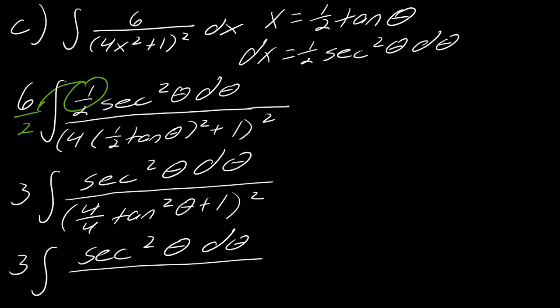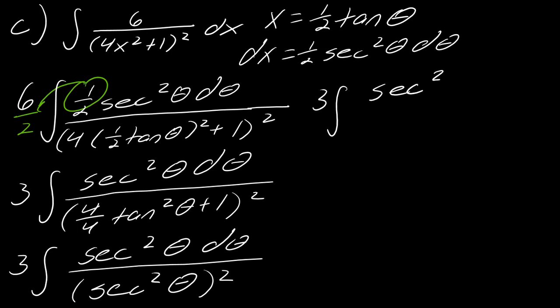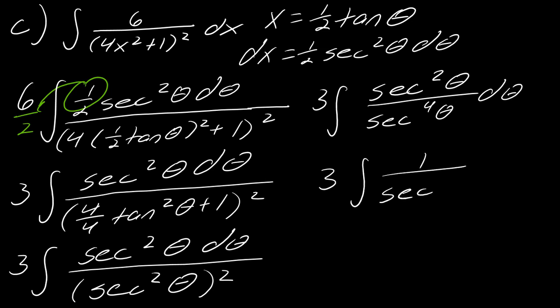So this tangent squared theta plus 1 is just going to equal secant squared theta, and then all of that squared. And so now I can rewrite this as, let's see, I'll just continue on over here. So I'll write the 3 out here. So I've got secant squared theta over secant 4th theta, d theta. So then this becomes 1 over secant squared theta, d theta. And I know that 1 over secant squared theta is equal to just cosine squared theta.